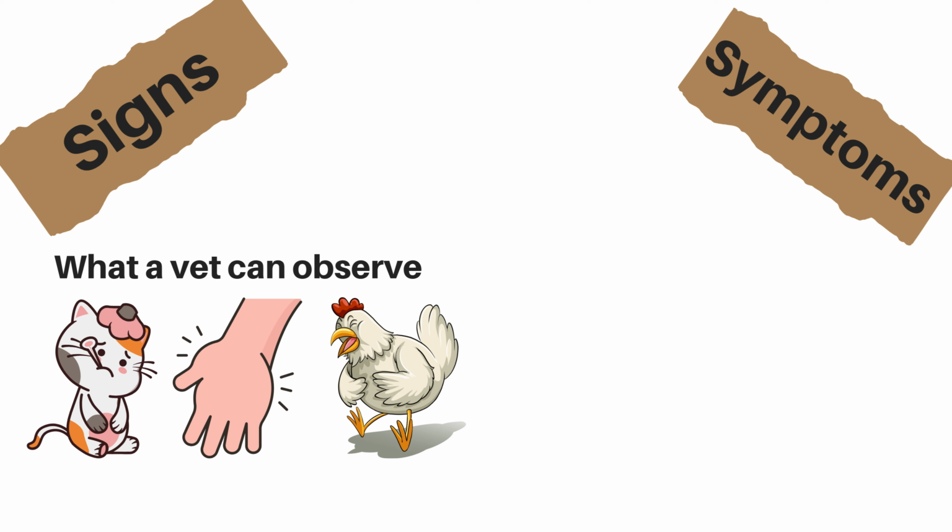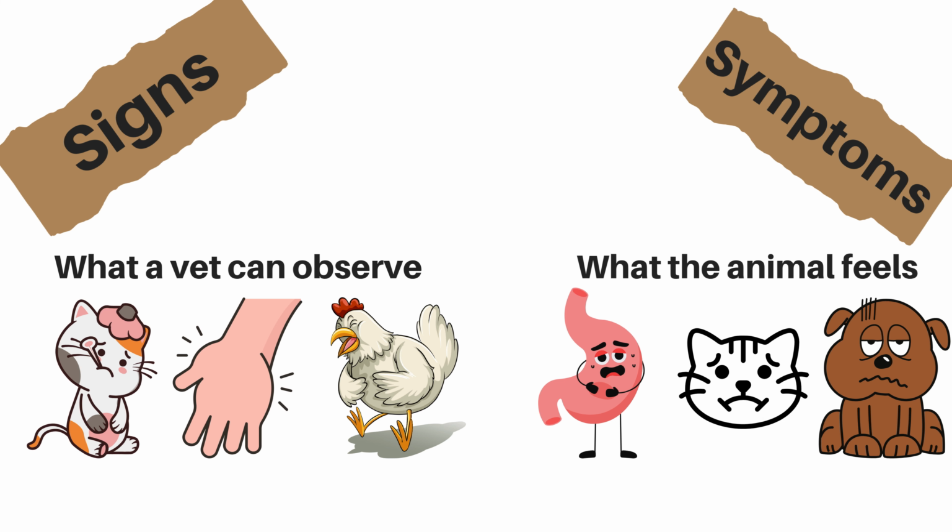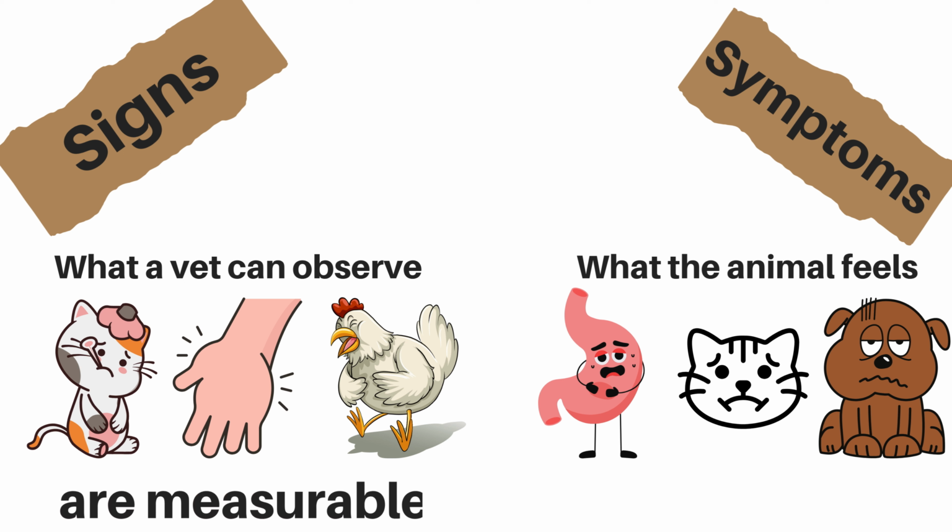That brings us to signs and symptoms. Signs are what a vet can observe, like fever, swelling, or coughing. Symptoms are what the animal feels, like abdominal pain, nausea, or tiredness, things we assume based on their behavior. Signs are measurable, symptoms are not.